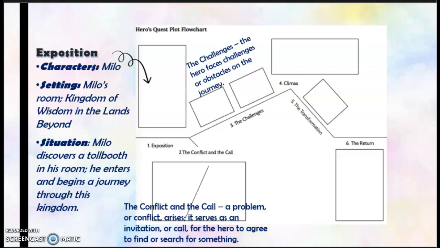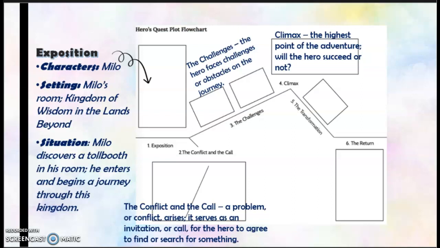Then we get to that highest point in the story, just like in the traditional plot chart, the climax, the highest point of the adventure. In the hero's quest, this is where we find out, will the hero succeed or not? Do they do it? This is that moment, the moment we're all waiting for.